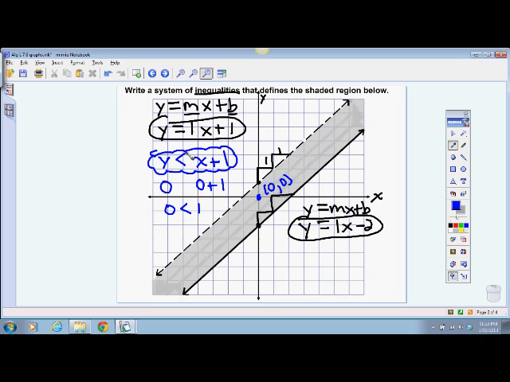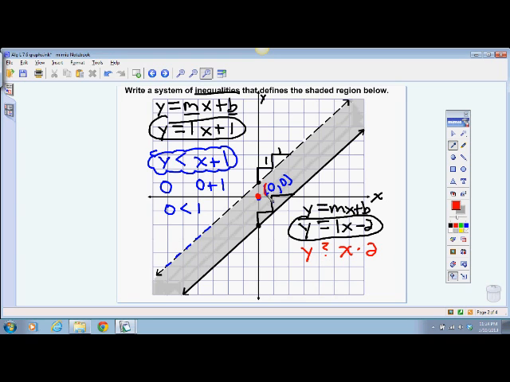Now also notice that I left it as just less than. The reason for it is because this is a dashed line. Because it's a dashed line, remember it's going to be less than or greater than, but not equal to. Let's use the same idea for our second equation, or our second inequality. Y is what to x minus 2?